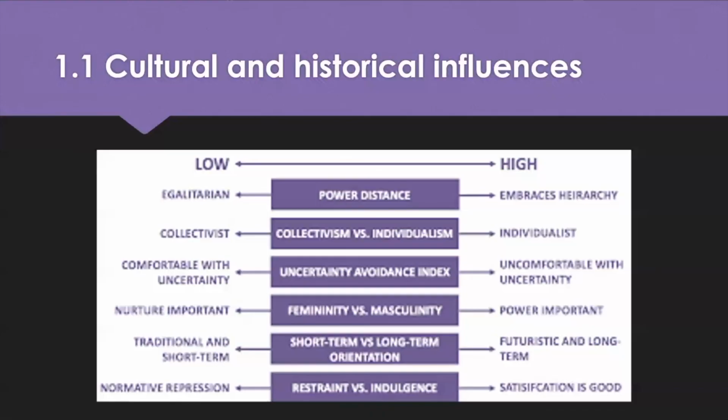And then the final one, which is indulgence versus restraint. This is the degree to which society allows gratification of human desires relating to enjoying life and having fun. A restrained society controls the gratification of these needs by regulating them with strict social norms, whereas high indulgence societies have fun and live for today. They tend to be liberal with social norms.